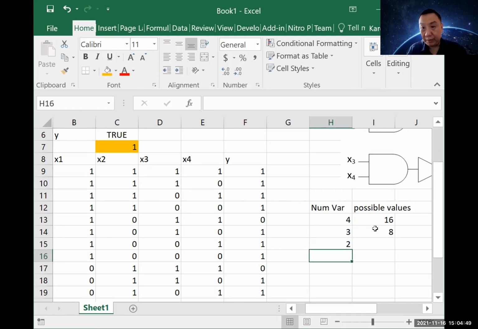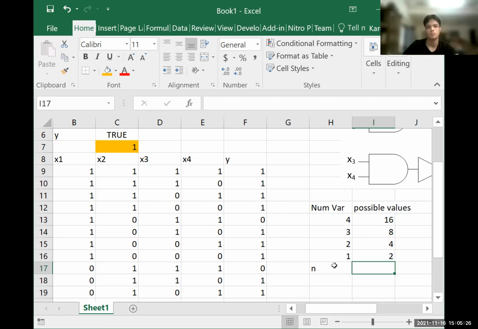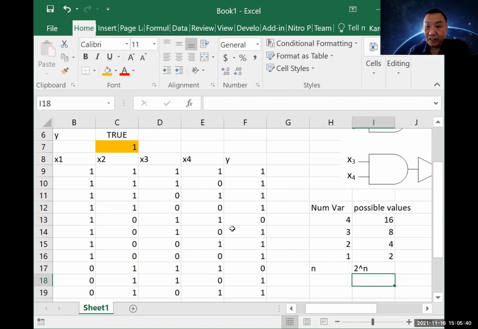If I have 2 variables, how many will I have? 4, right? If I have 1 variable, I have only 2 possible values. Can you see the pattern here? How about if I have n variables? If 1 becomes 2, 2 becomes 4, 3 becomes 8, 4 becomes 16, so it is 2 to the power of n. So these are all the possible values.